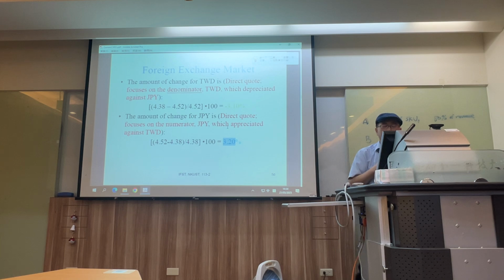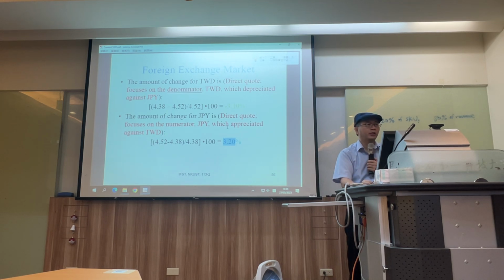Good? Okay. So we have done some exercise with the numbers. So you now know how to calculate and also to identify the direction of the change or the movement of the exchange rate, and also the magnitude in terms of percentage of that change.